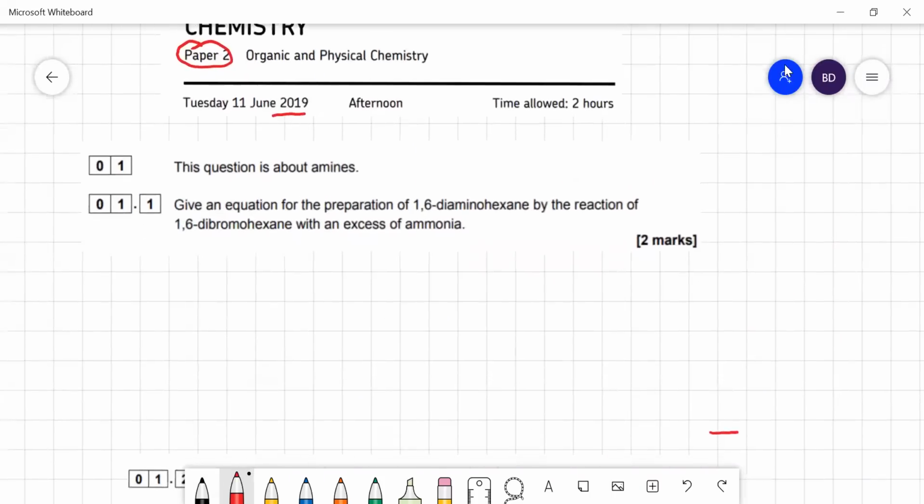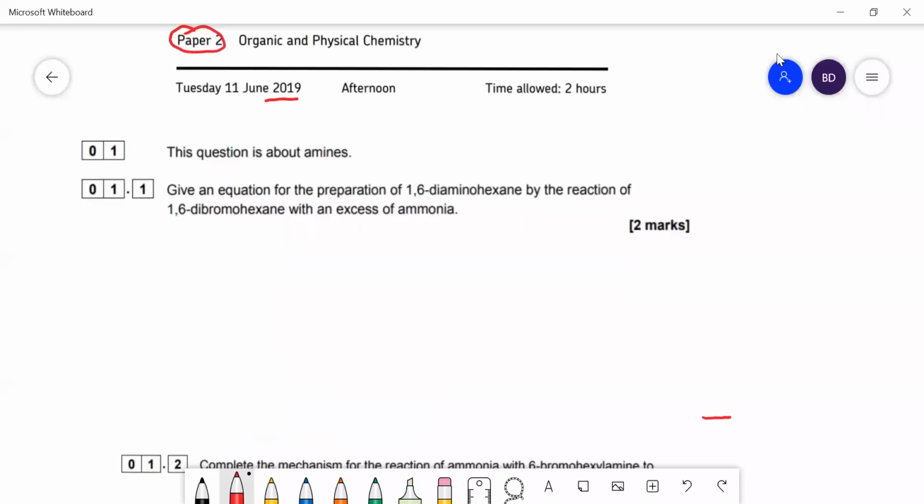Okay, so first question about amines. Give an equation for the preparation of 1,6-diaminohexane. Okay, so let's write that down. So you'd have CH2, you're going to have 6 of those, hexane and an amino group on each end. Sorry, let's start off with the dibromo, and we're going to replace those bromines with NH2 groups.